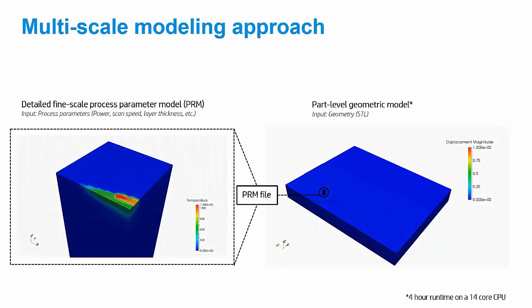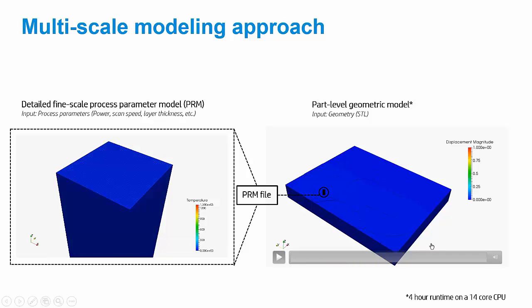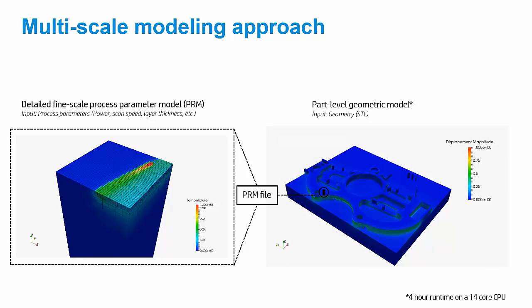Just a refresher, analyses in Netfabb Simulation take place at two different scales. The first is a fine scale, which applies a moving source to a small block of material in order to generate a PRM file. The PRM file contains information about how a particular material mechanically responds to a particular machine parameter set. This lesson will focus on the larger scale part of the analysis, where we take that PRM file and pair it with a CAD file in order to get an understanding of how a full part will mechanically respond to these parameter settings.